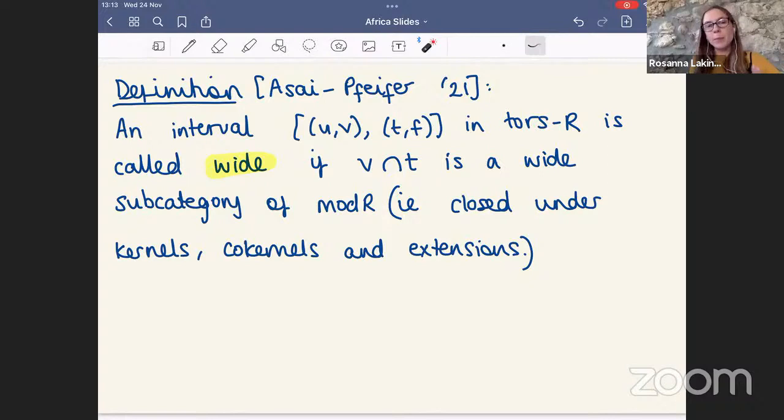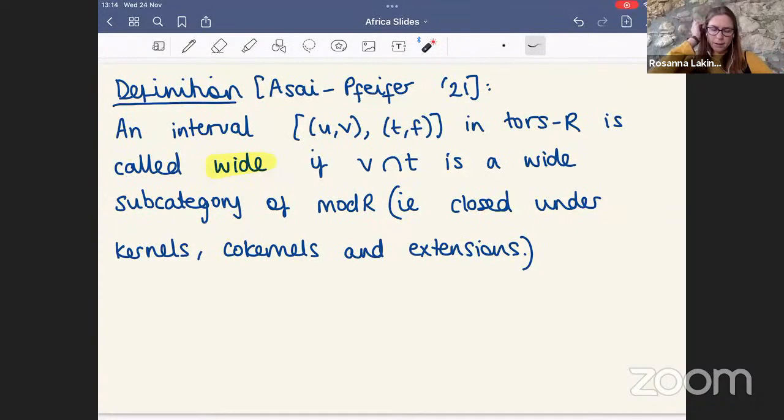For example, if you have a stability condition in the sense of Alastair King, then on the category of finite dimensional modules over a finite dimensional algebra, this gives rise to a wide interval. And in various other places. But I'm not really an expert on those things, so I recommend that you look at the paper of Asai and Pfeifer and explain where they arise.